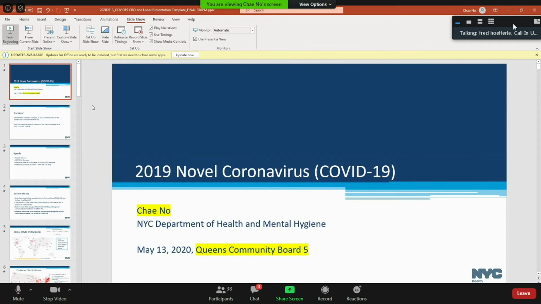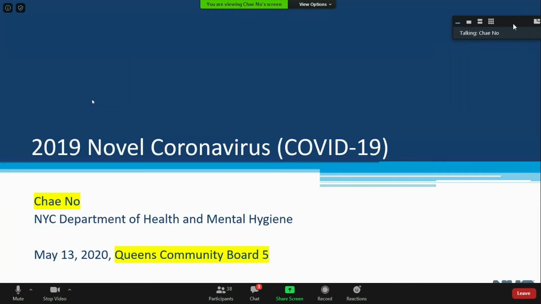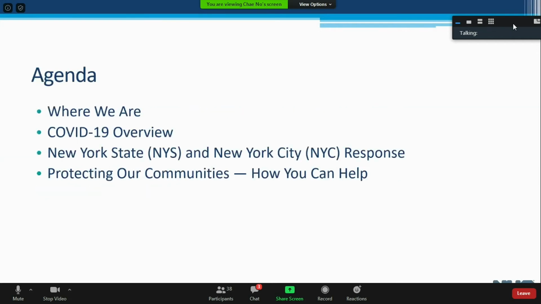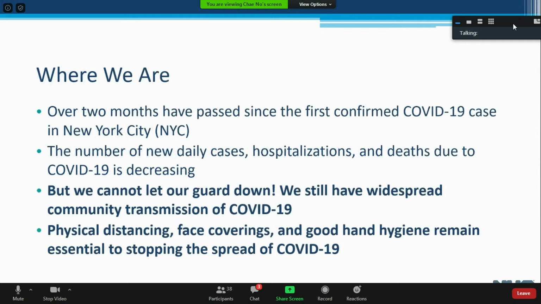From the beginning. All right, so today I'll be giving you some information about what's going on with this COVID-19. The disclaimer I must make, because the situation is rapidly changing, as is our understanding of the 2019 novel coronavirus, COVID-19, is that it's current as of today, 3 p.m. And I'll be covering where we are, a general overview of COVID-19, what the state and the city are doing, and how you can help.